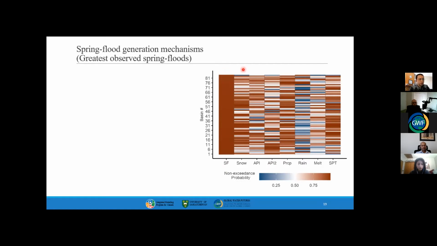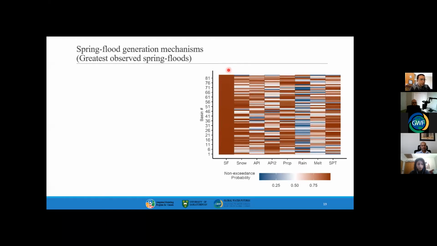Following the same concept, if we look at the snow, its color is blue at the top here for that basin. And that means that the snow was actually low compared to its peers in that basin. On the contrary, if we look at the rain and go to this top basin, we will see that it's kind of having a high value towards the red color. And that means that the rain was probably the main contributor to the generation of the flood in basin number 84.